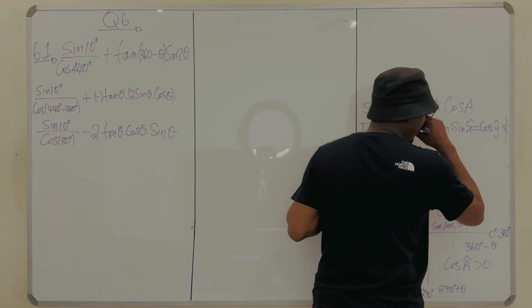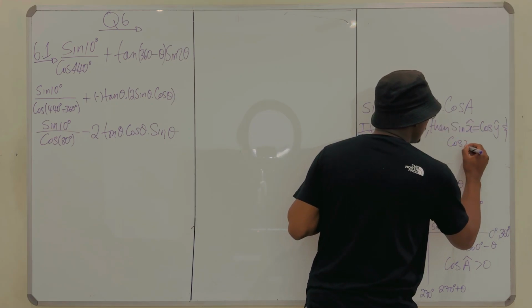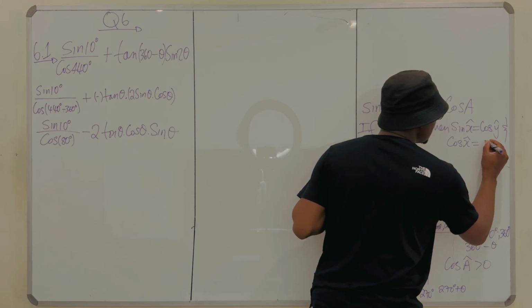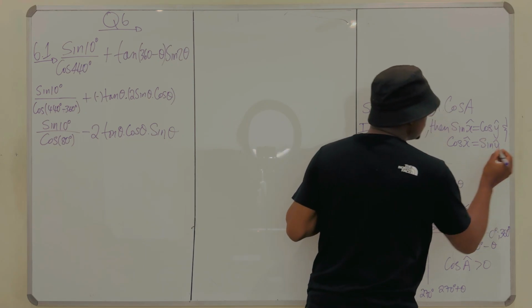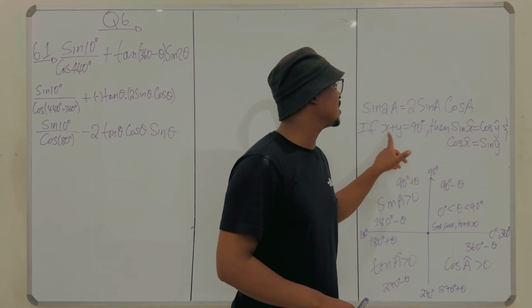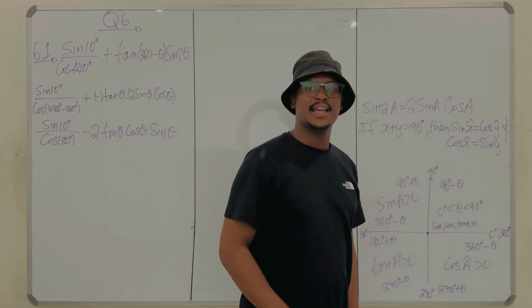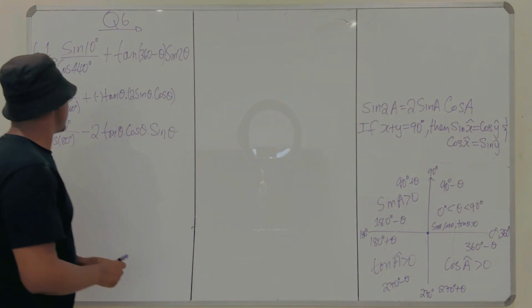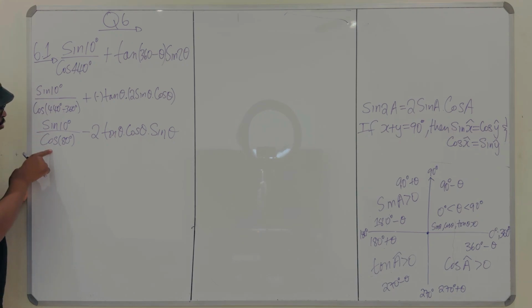And vice versa, which is the cosine of angle x is equal to the sine of angle y. That's what you need to keep in mind. So these two things are equal if the two angles add up to 90 degrees. So if you come back to this, you see the sine and the cos, and when you add these two angles, they add up to 90 degrees, right?